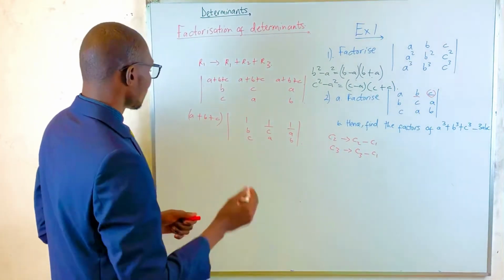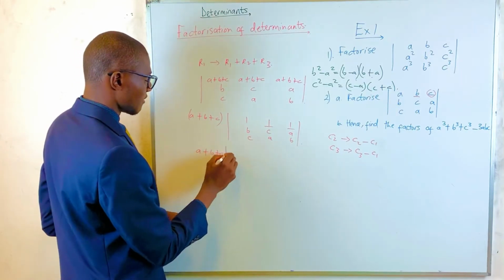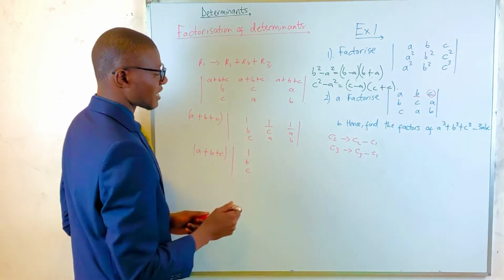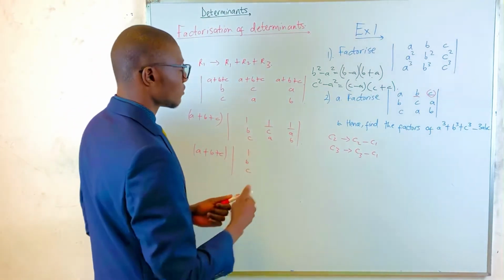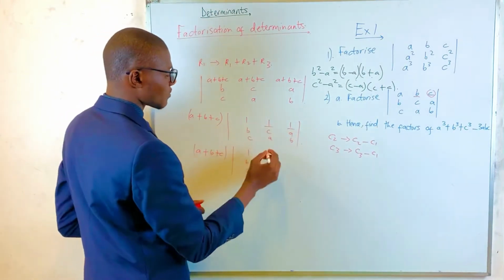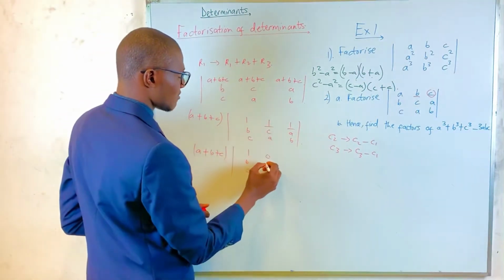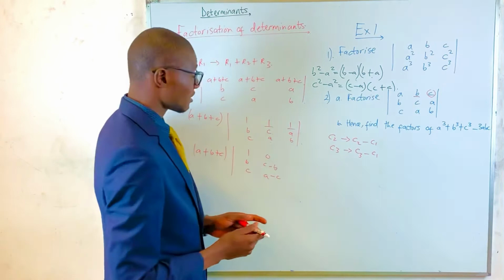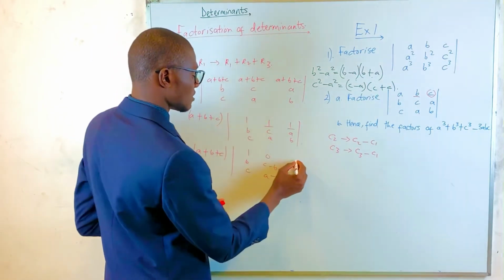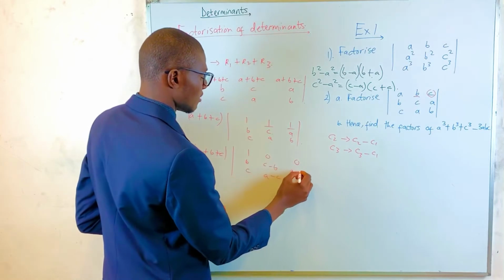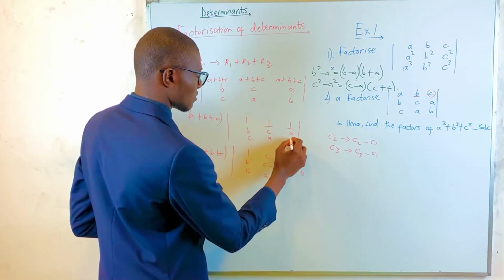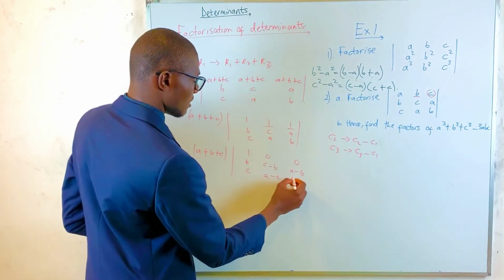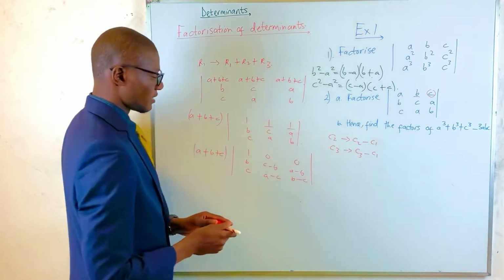So now we have A plus B plus C, and column 1 remains unchanged. Then column 2 is column 2 minus column 1, so 1 minus 1 gives a 0, then C minus B, then A minus C. For the third column, 1 minus 1 gives a 0, then A minus B, then B minus C. You write it properly. So this is now B minus C.